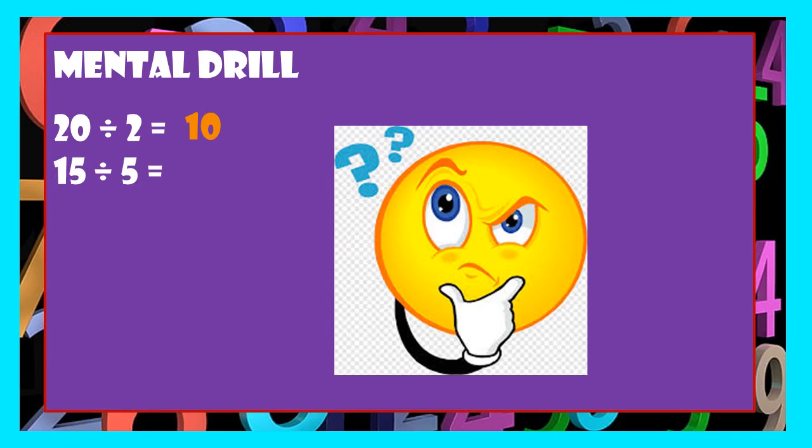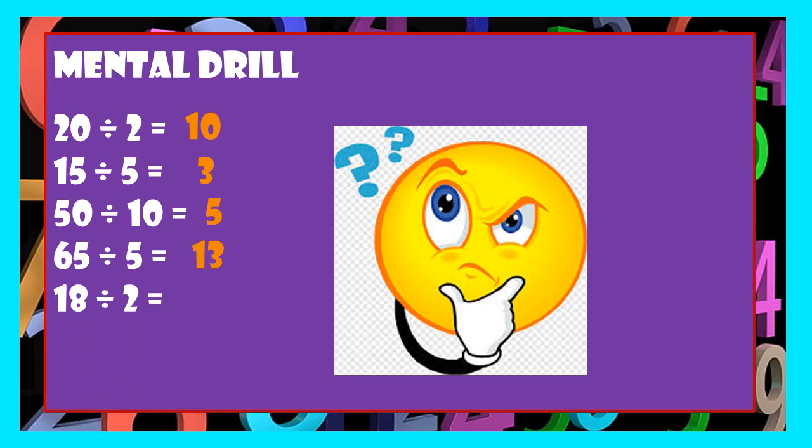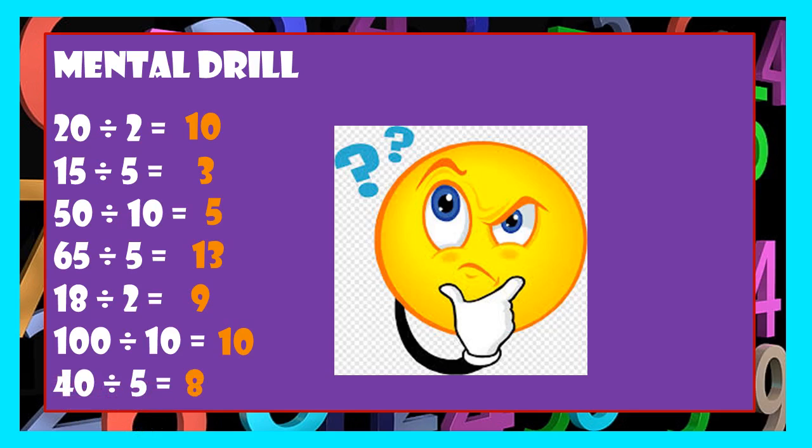How about this one? 15 divided by 5, it is 3. 50 divided by 10, it is 5. 65 divided by 5, it is 13. 18 divided by 2, it is 9. 100 divided by 10, it is 10. 40 divided by 5, it is 8.